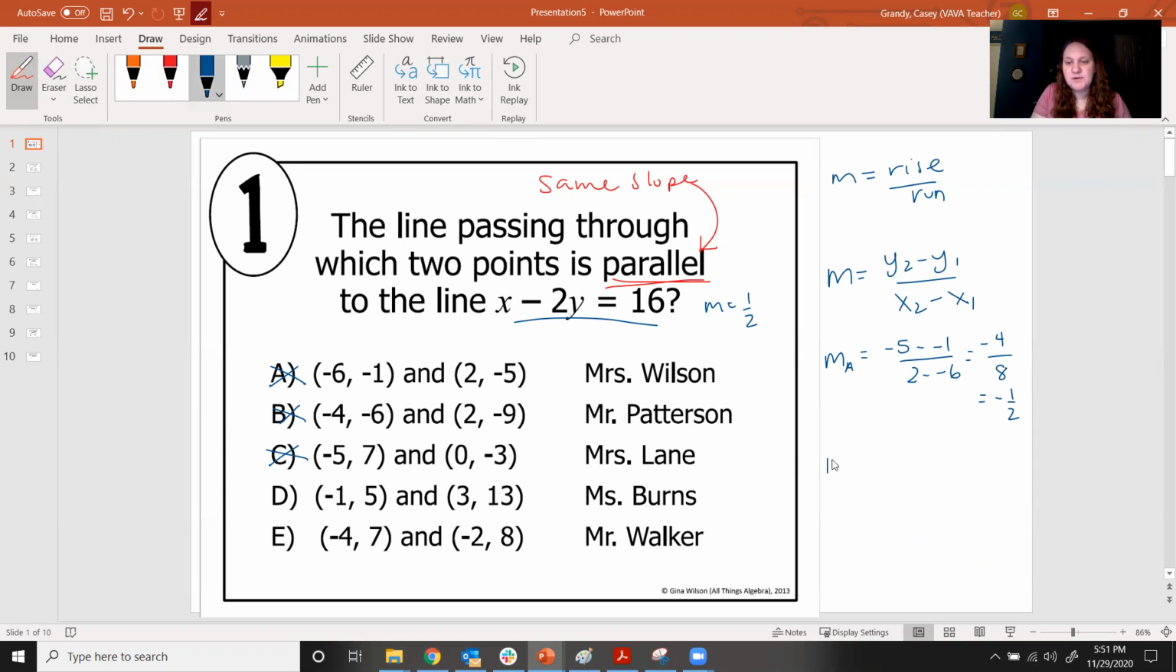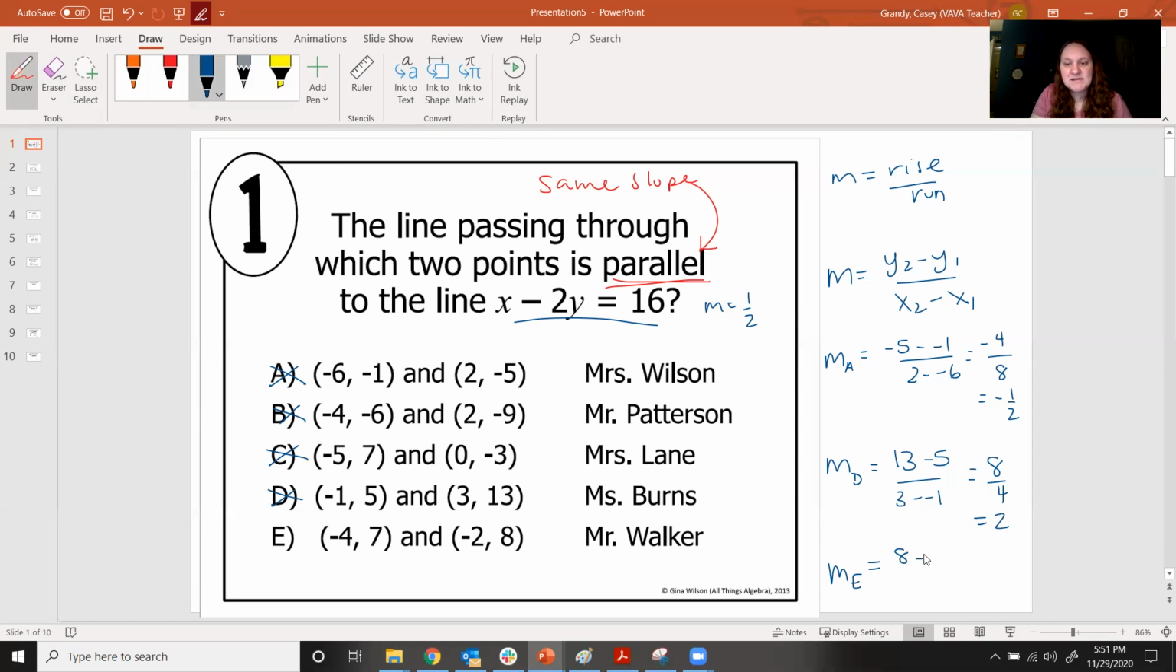So slope of D: 13 minus 5 all over 3 minus negative 1. 13 minus 5 is 8. 3 plus 1 is 4. This is a positive 2. Okay, so it must be E. Let's make sure.